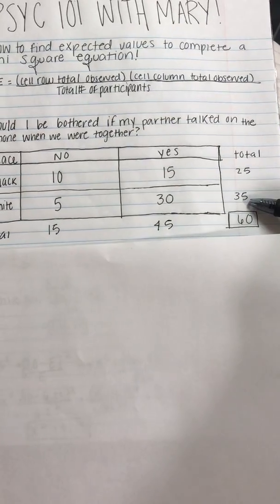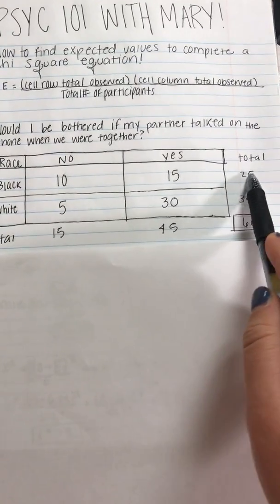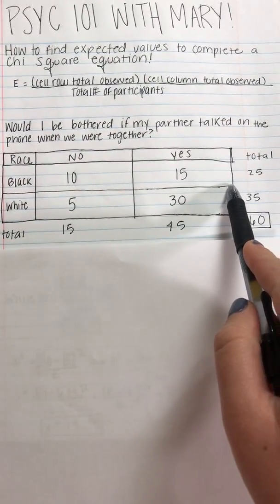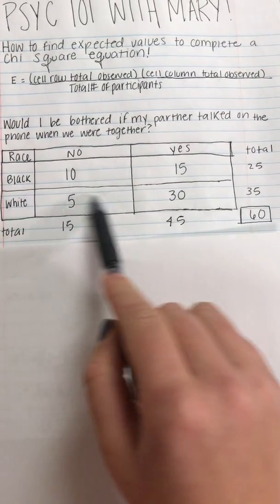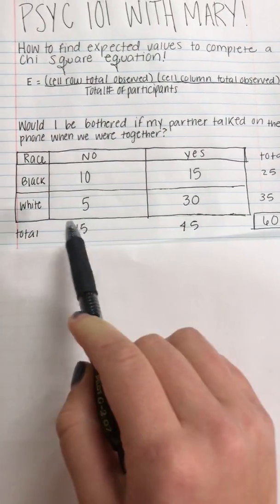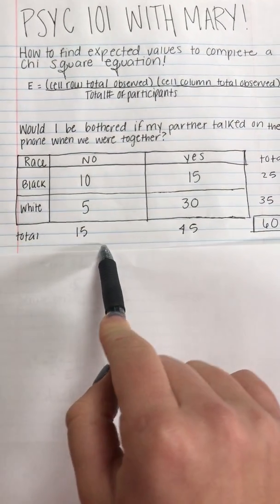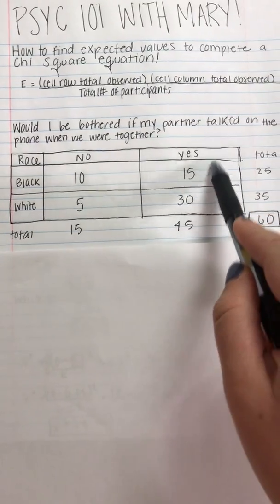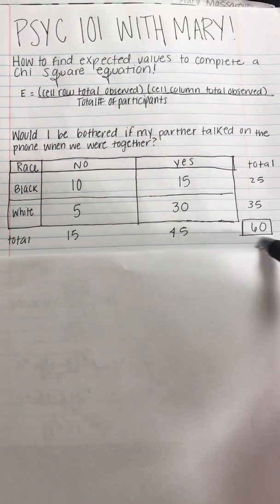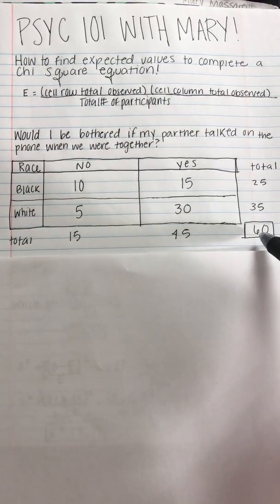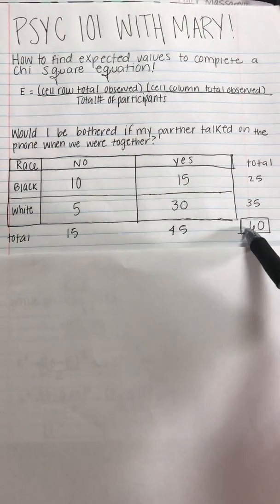These four numbers are the observed answers for each answer. Over here we have the total, and over here we have the total. Now this total represents the row totals. So 25 goes along with black, and 35 goes along with white. Down here we have the column totals, which means 15 goes along with no, and 45 goes along with yes. Now this number here that is squared is the total number of participants. So in this study we had 60 participants.